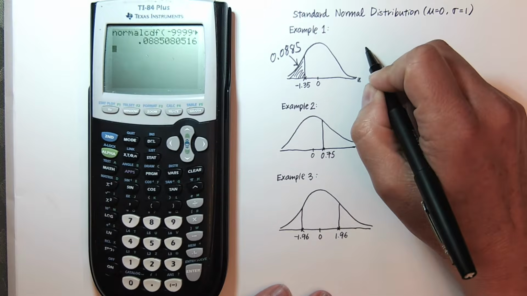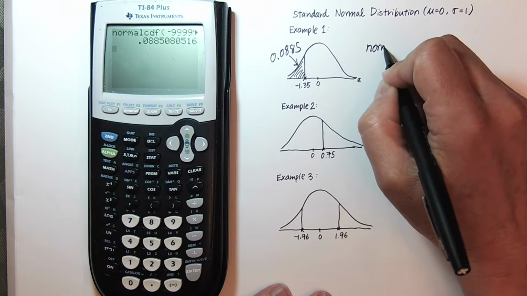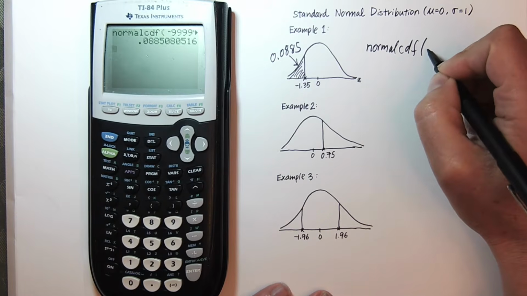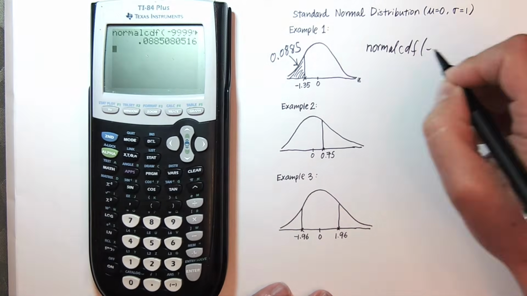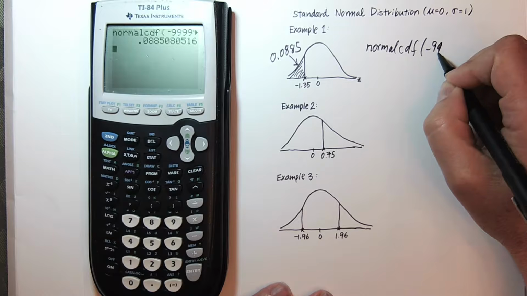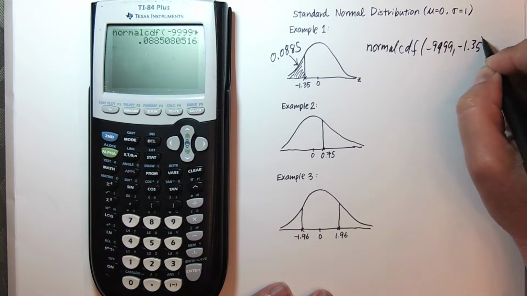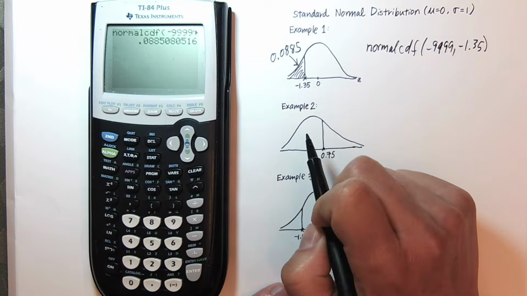And again, I put normal CDF, a big negative number, that's my left large number, up to negative 1.35. And it gave me this probability here.